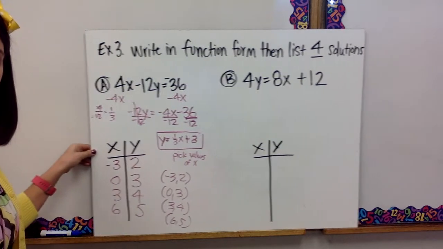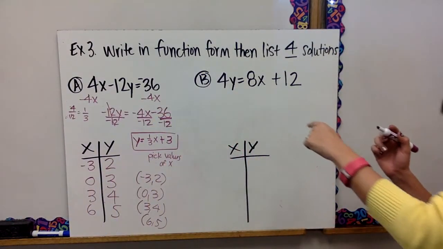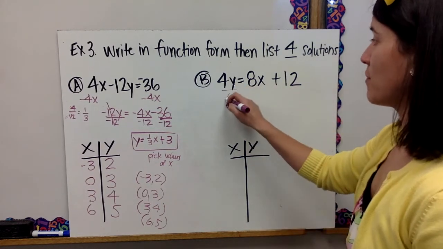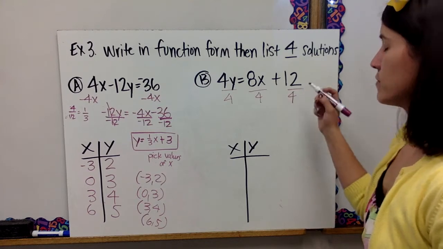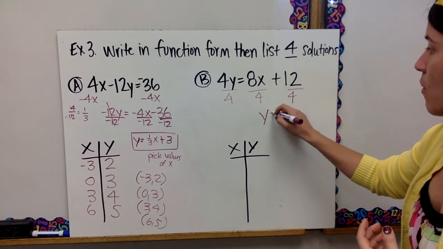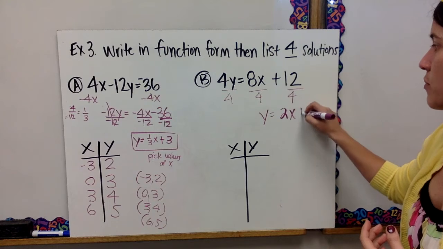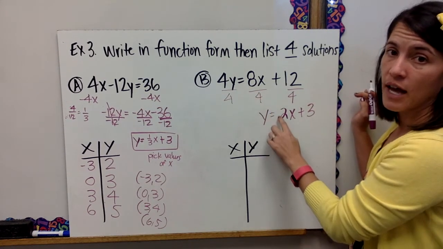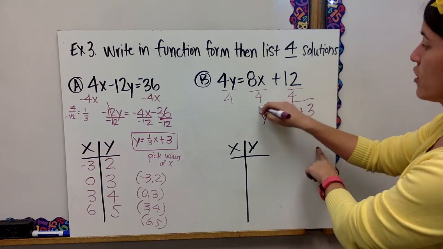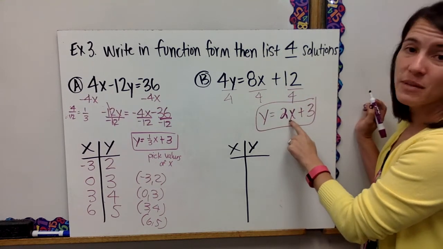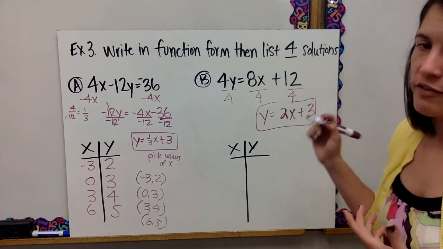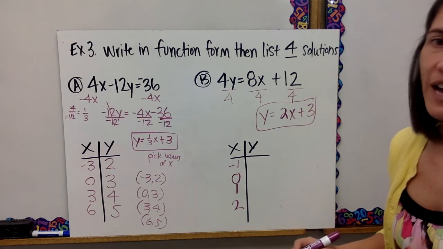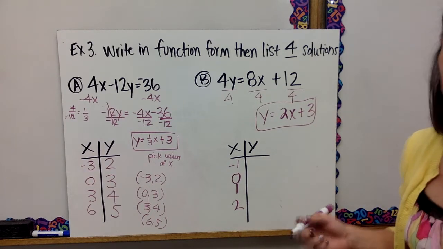Let's do this one together. 4y equals 8x plus 12. My x is already moved over, so I just have to divide by 4. This one's nice and simple. Y equals 2x plus 3. My 2 comes from 8 divided by 4, and 12 divided by 4 is 3. So here's my function. And now, because I'm multiplying x by 2, I can use whatever values I want. So I'm going to use -1, 0, 1, and 2. I don't have a fraction to worry about, and it keeps my numbers nice and neat.